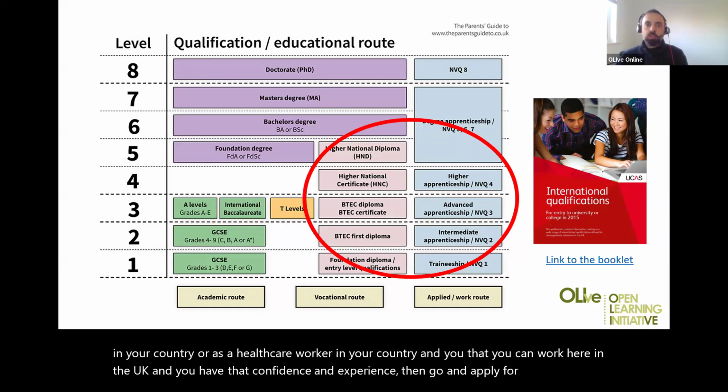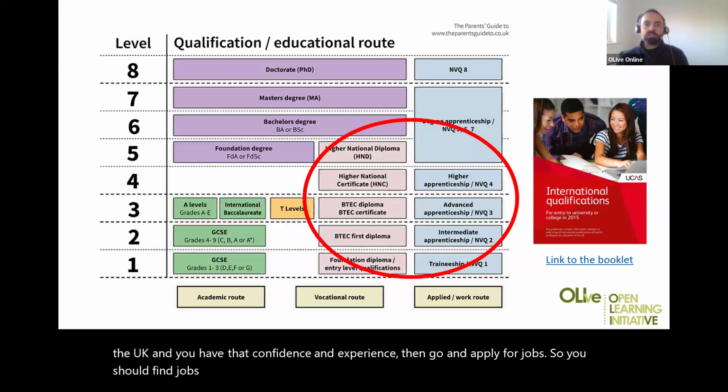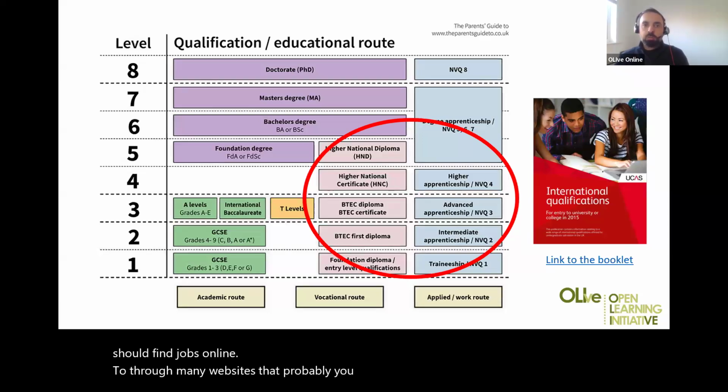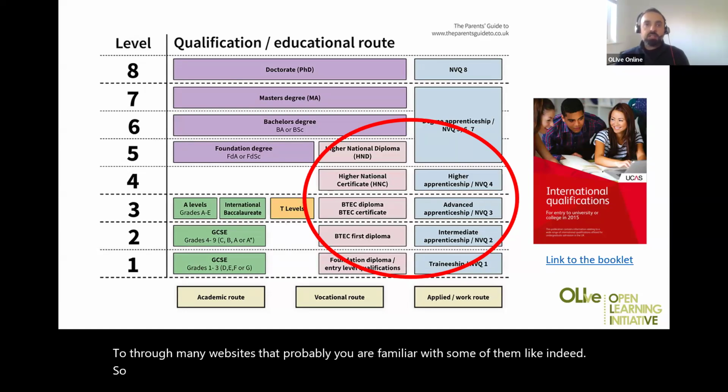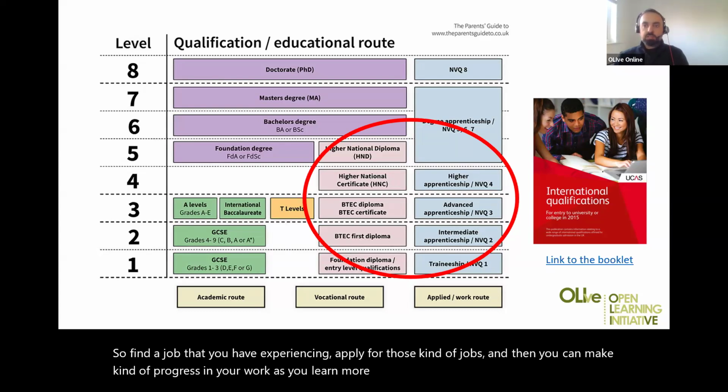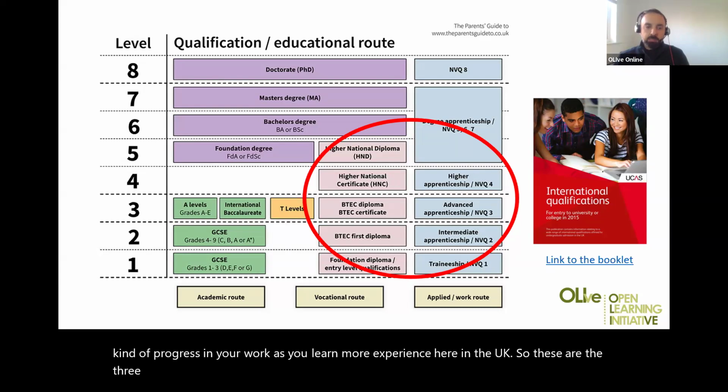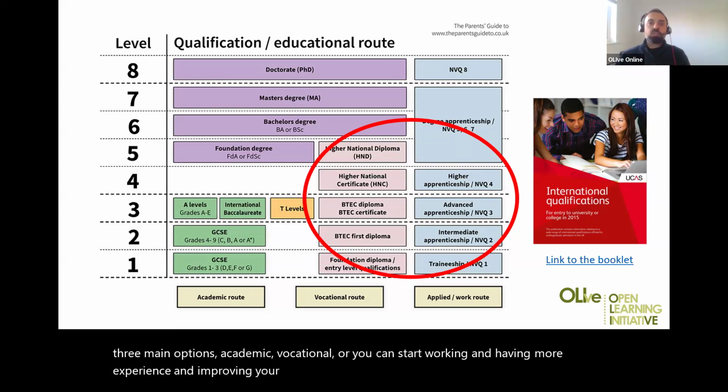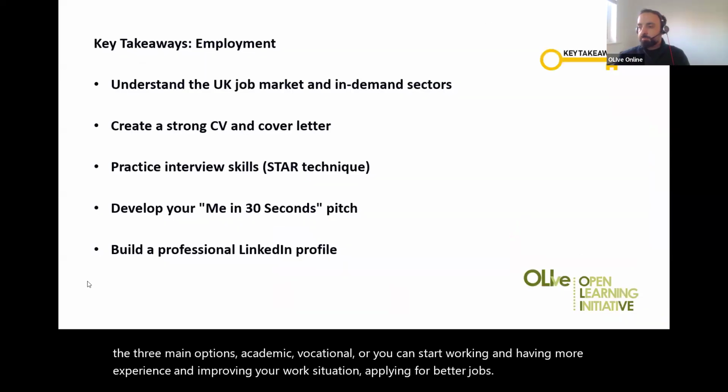So you should find jobs online through many websites that probably you are familiar with some of them, like Indeed. So find a job that you have experience in, apply for those kind of jobs, and then you can make progress in your work as you gain more experience here in the UK. So these are the three main options: academic, vocational, or you can start working and having more experience and improving your work situation, applying for better jobs with better payments.